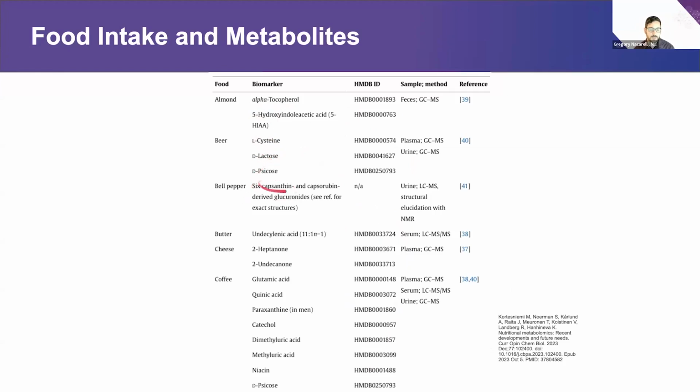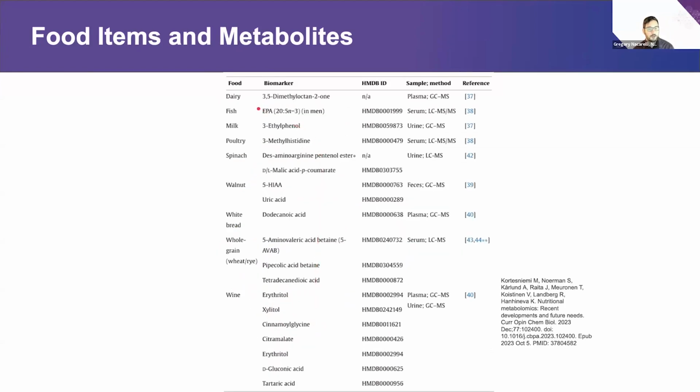Bell peppers, you get the capsaicin. Butter, undecylenic acid, which is antifungal. Cheese, you'll see some individual things. Coffee, you see some polyphenols as well as some other compounds. So you could see this from different foods. You can measure the metabolites derived from the food products themselves, and some of which are associated with health and disease states.